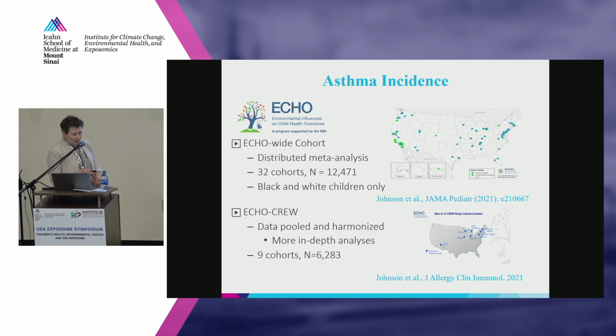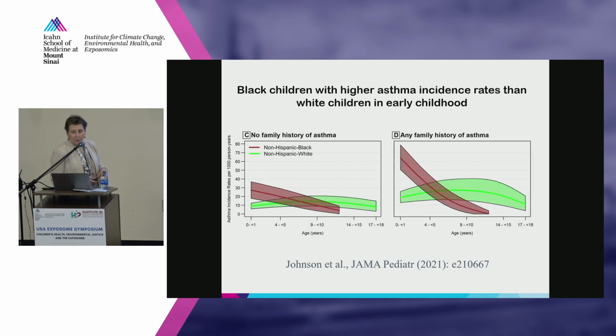Matt already showed this, the power of ECHO now to allow us to look at the difference in incidence of asthma across different social determinants of health and socioeconomic and racial ethnic factors. And that's the other key thing that we've been grappling with as asthma epidemiologists or respiratory epidemiologists, is these disparities that we can't get our hands around.